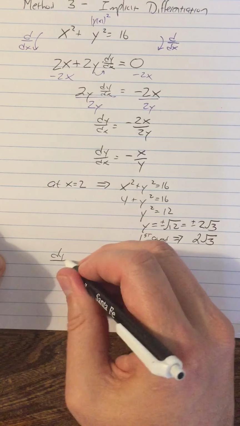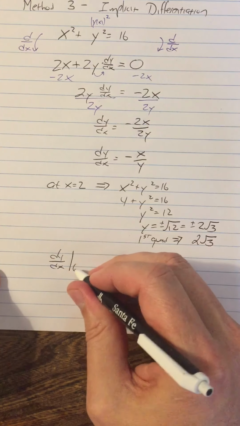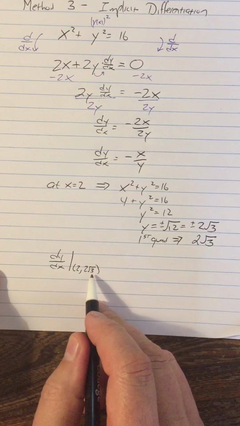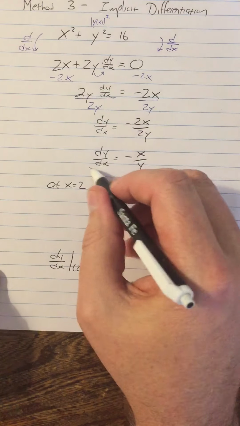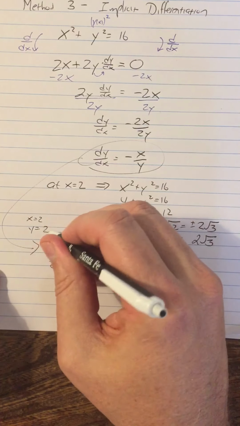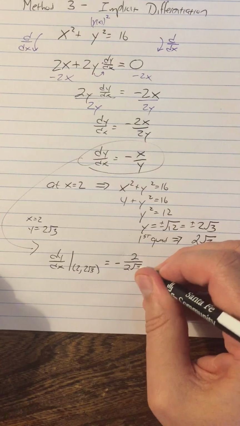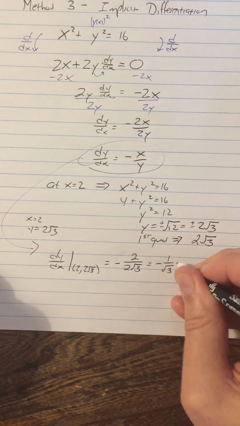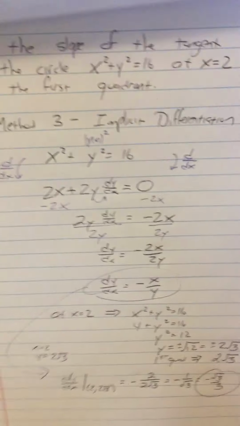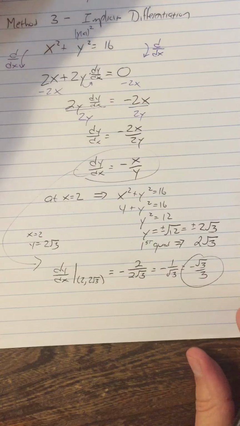So now look how useful this notation is. I can say the derivative evaluated at x equals 2, y equals 2 square root 3. I can use this notation with a point down here with an x and a y. So that means I'm going to take this derivative and plug in x equals 2 and y equals 2 square root 3. That's going to give me negative 2 over 2 square root 3. And once again, I get negative 1 over square root 3, which is negative square root 3 over 3. And that's the same result we got every time that we did this. No matter how you slice this, it comes up peanuts, and the peanuts are negative square root 3 over 3.